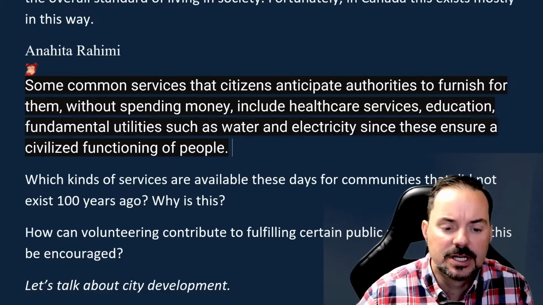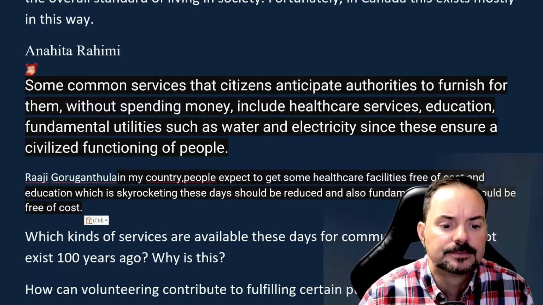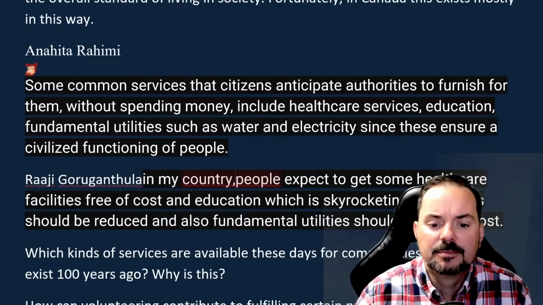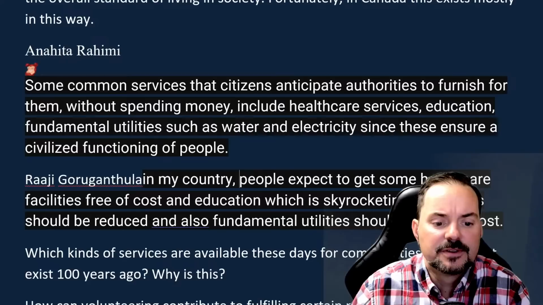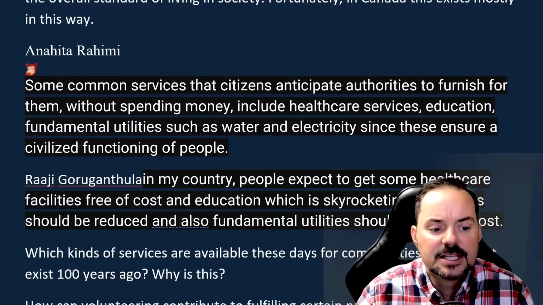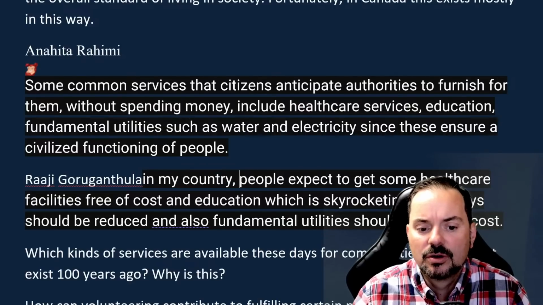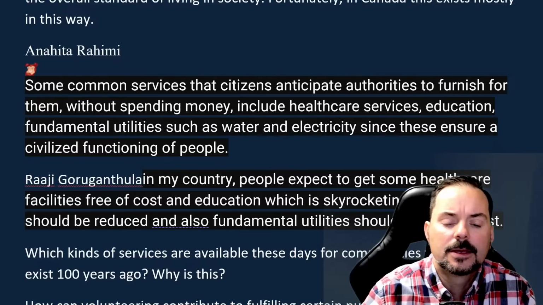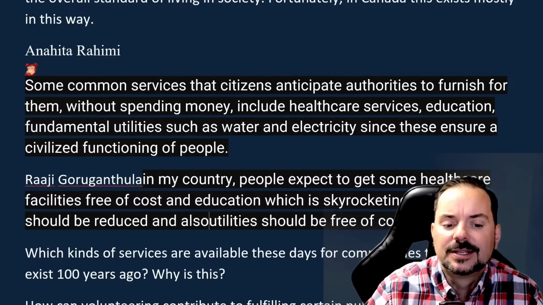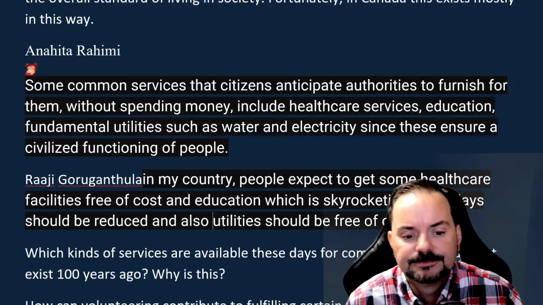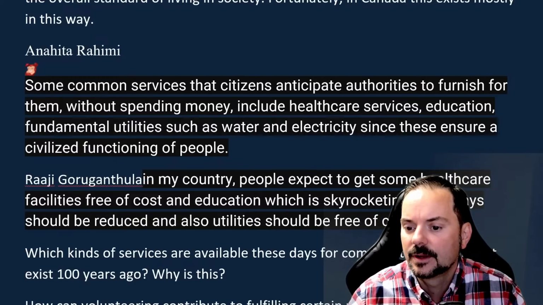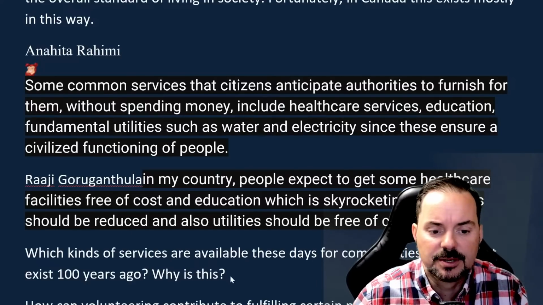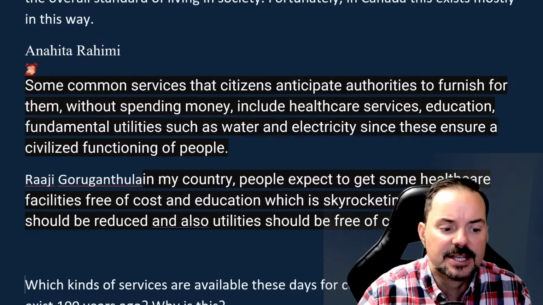Okay, Raji has this answer for us. In my country, people expect to get some healthcare facilities free of cost, and education, which is skyrocketing these days and should be reduced. Also, utilities should be free of cost. Why, Raji? We don't need fundamental utilities, just utilities. We don't need to talk about the internet. Okay? All right. Why? Give an explanation. Always include explanations, students.